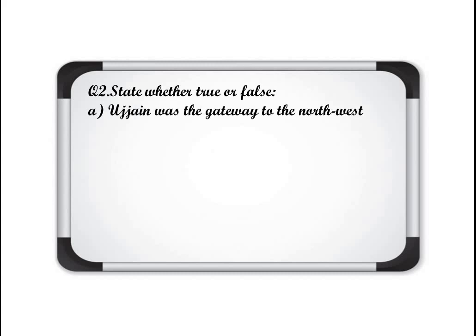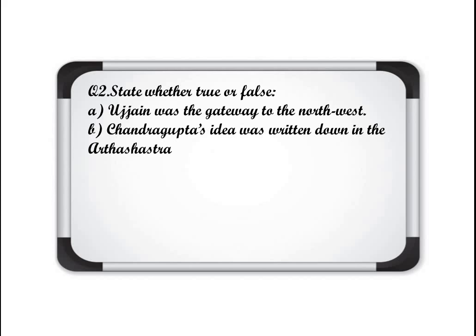Next question: state whether true or false. Number A. Ujjain was the gateway to the northwest. Is it true? No, it is false. That was north-south. Number B. Chandragupta's ideas were written down in the Arthashastra. Absolutely wrong, because the Arthashastra was written by Chanakya, one of the people in Chandragupta's court. So it is also false.